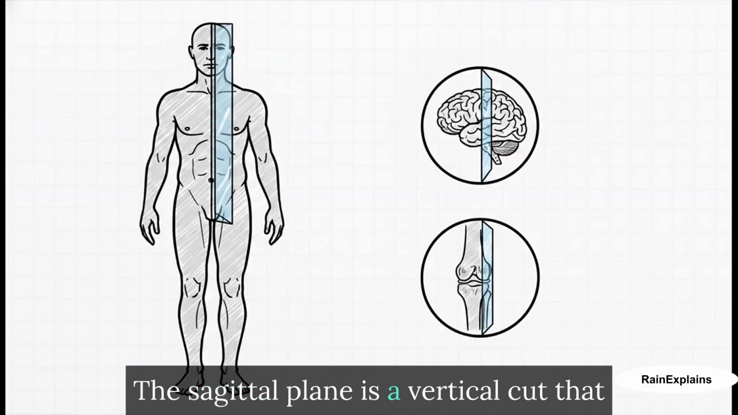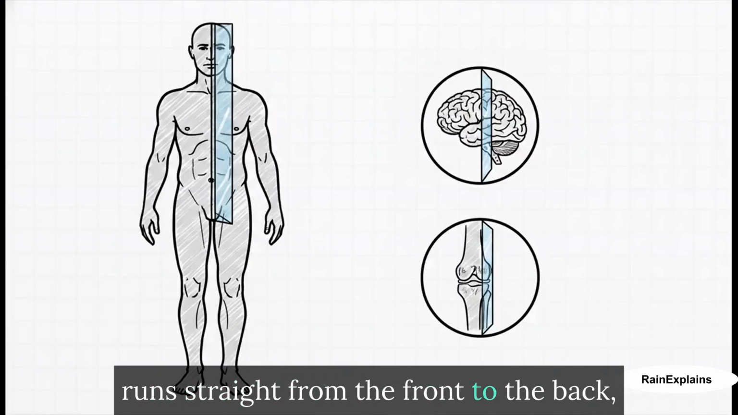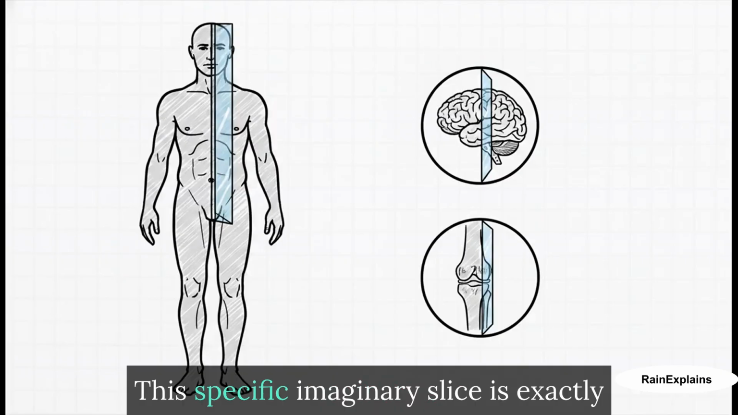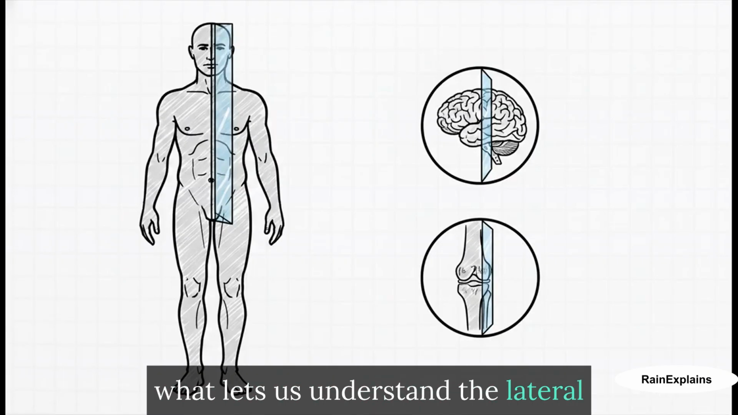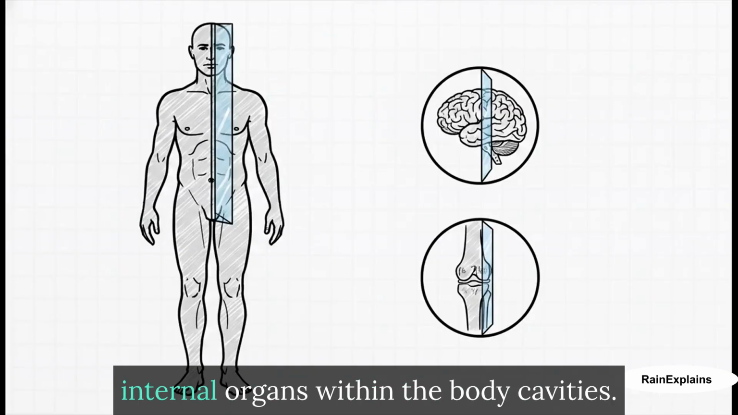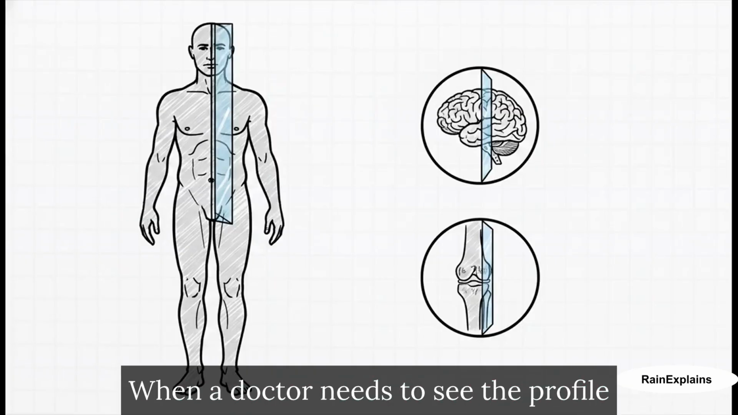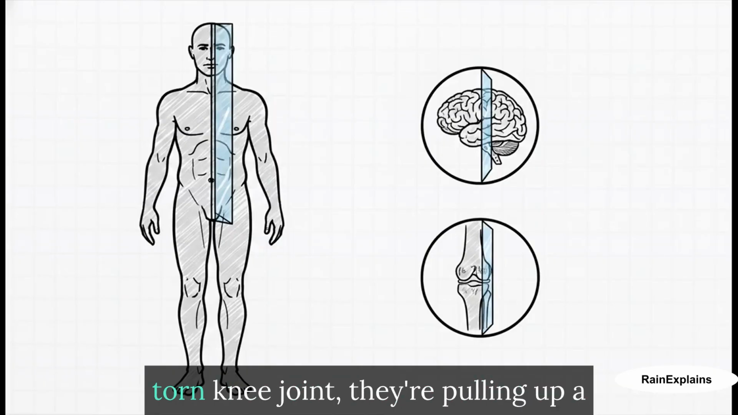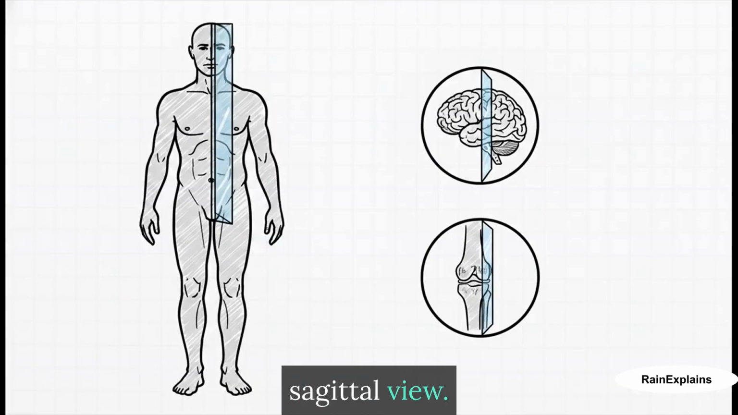The sagittal plane is a vertical cut that runs straight from the front to the back, separating the body into right and left portions. This specific imaginary slice is exactly what lets us understand the lateral, side-to-side relationships of our internal organs within the body cavities. When a doctor needs to see the profile of your brain, or maybe the side view of a torn knee joint, they're pulling up a sagittal view.